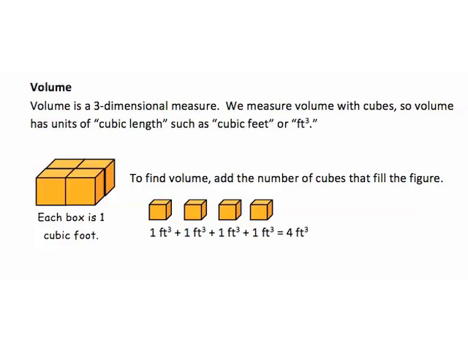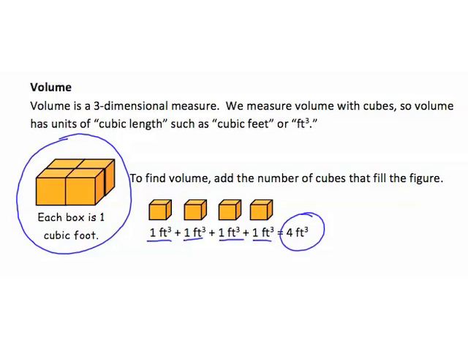Now let's take a look at volume. Volume is a three-dimensional measure. We measure volume with cubes. So volume has units of cubic length, such as cubic feet or feet to the third power. So if we're taking a look at this figure right here and we want to know the volume of that figure, we need to know how many cubic feet it would take to fill up that figure. You can see we've got those drawn in there, so it's easier to see the cubes that it would take to fill up this figure. We have 1, 2, 3, 4 of these cubic feet, these little cubes that are 1 foot by 1 foot by 1 foot. So we get a total volume of 4 cubic feet, and that is a three-dimensional measure.